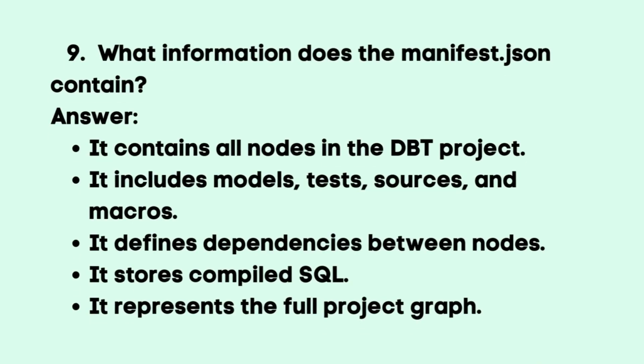What information does the manifest.json contain? Answer: It contains all nodes in the Dbt project. It includes models, tests, sources, and macros. It defines dependencies between nodes. It stores compiled SQL. It represents the full project graph.